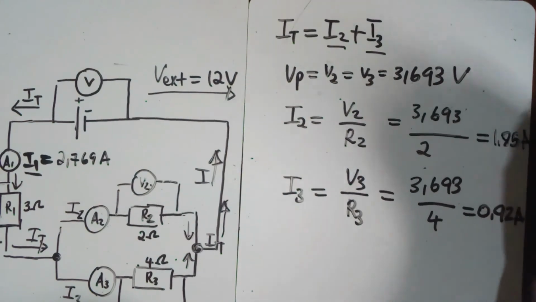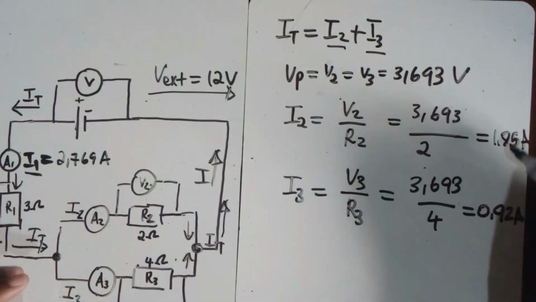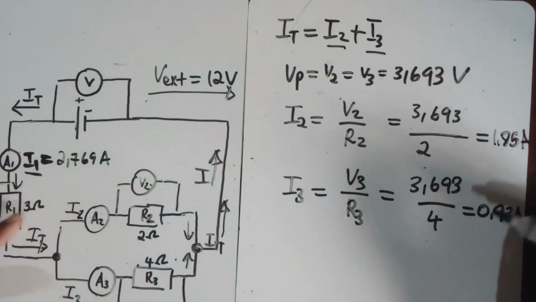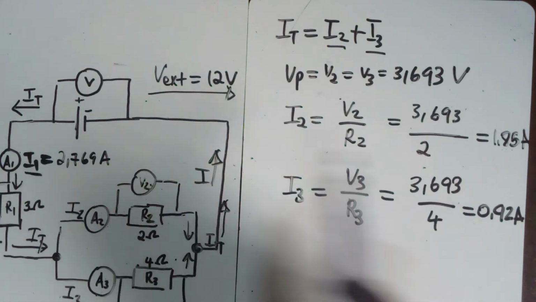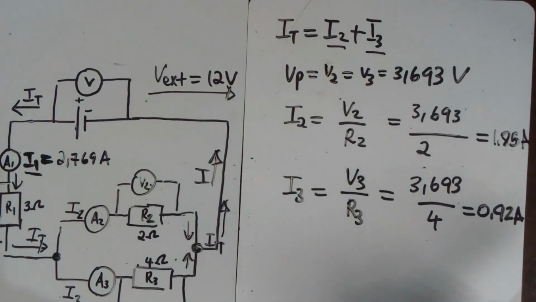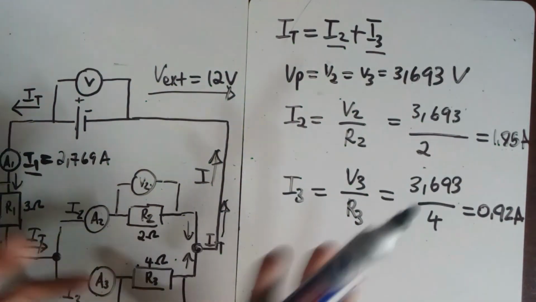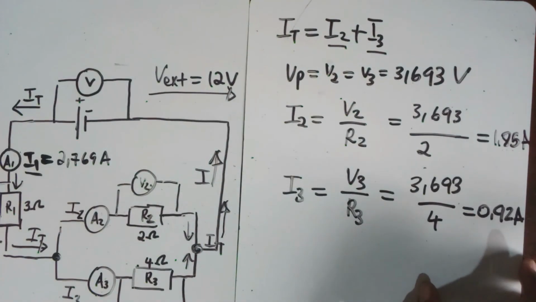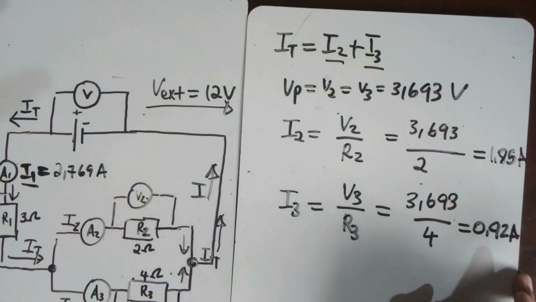And then if you actually check, you find that 1,85 plus 0,92 will give us back this value of 2,769, right? So I'm hoping that you were able to follow this logic and are able to solve these types of questions, because in the next lesson we're going to talk about another important thing, which is the internal resistance of a battery.